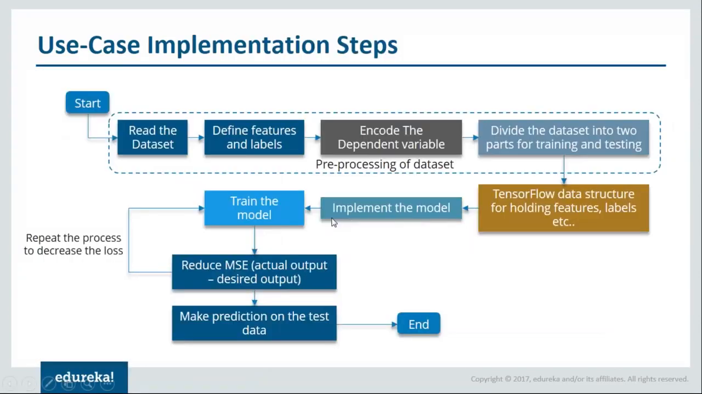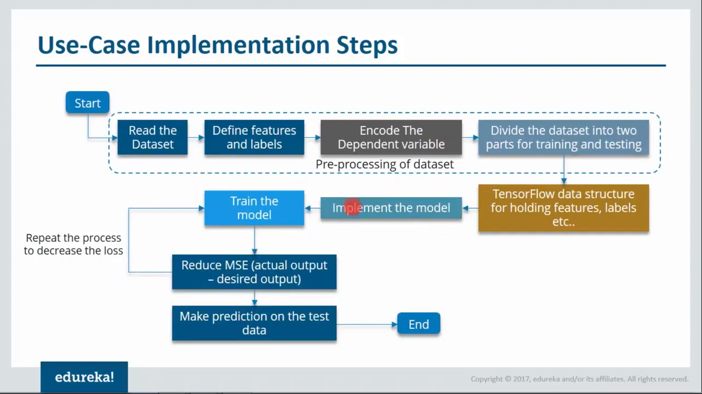So guys, let's move forward and we'll see what are the various steps involved in order to implement this use case. Over here we'll first begin by reading the data set that we have. We'll define features and labels. After that we are going to encode the dependent variable. And what is a dependent variable? It is nothing but your label. Then we are going to divide the data set into two parts, one for training, another for testing. After that we'll use TensorFlow data structures for holding features, labels, etc. And TensorFlow is nothing but a Python library that is used in order to implement deep learning models, or you can say neural networks.